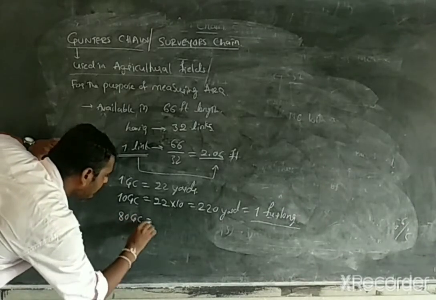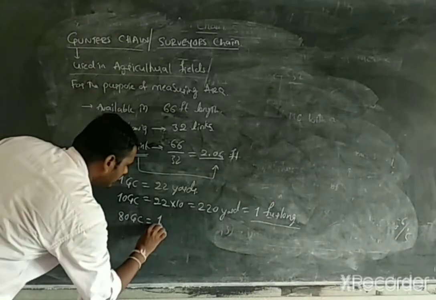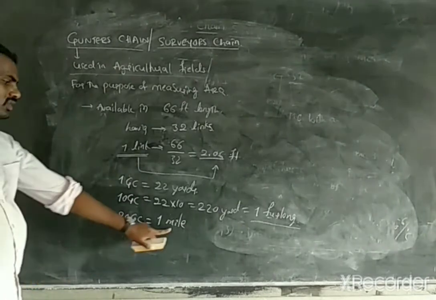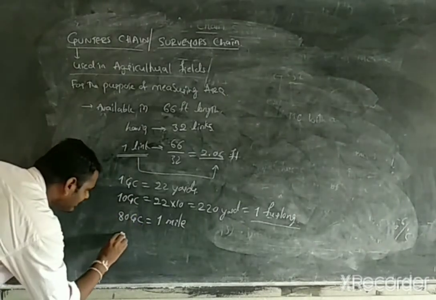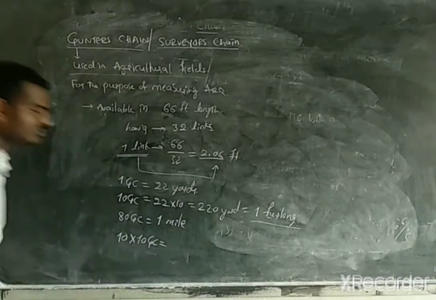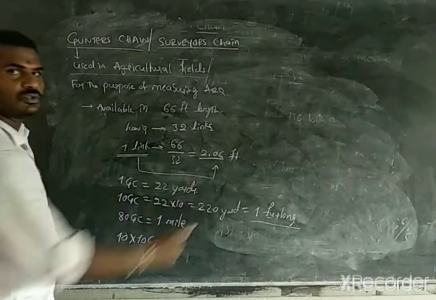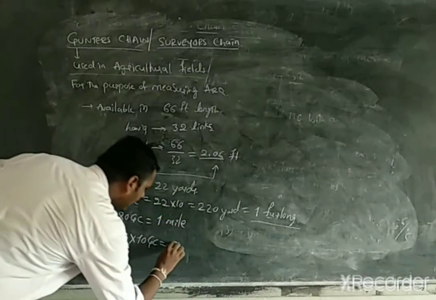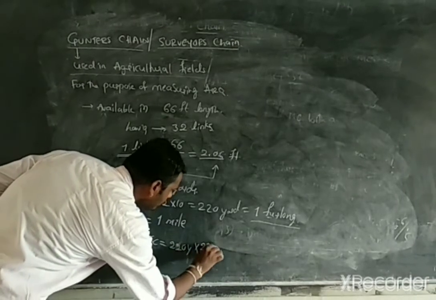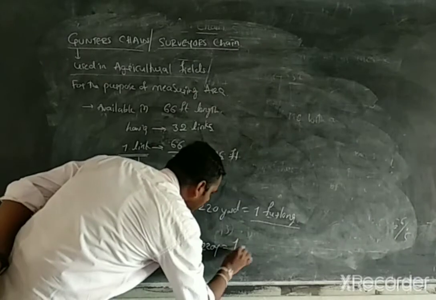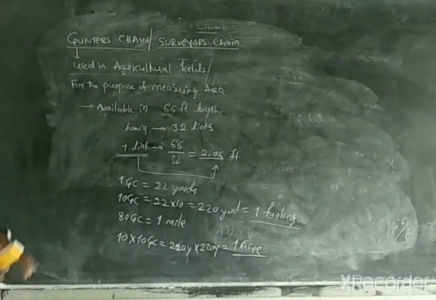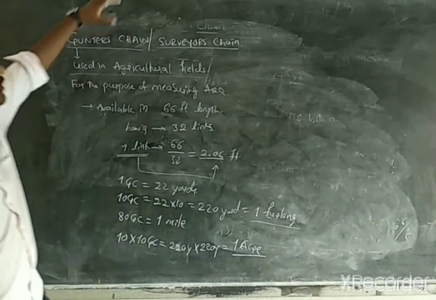Okay. So 80 Gunter's chain is equal to 1 mile. Now 10 by 10 Gunter chain is equal to 220 yards by 220 yards, which can be referred to as 1 acre. 1 acre of land. Okay. So that is why Gunter chain is also known as surveyor's chain.